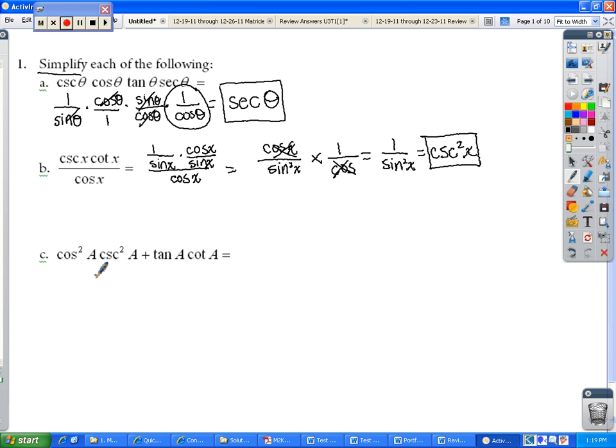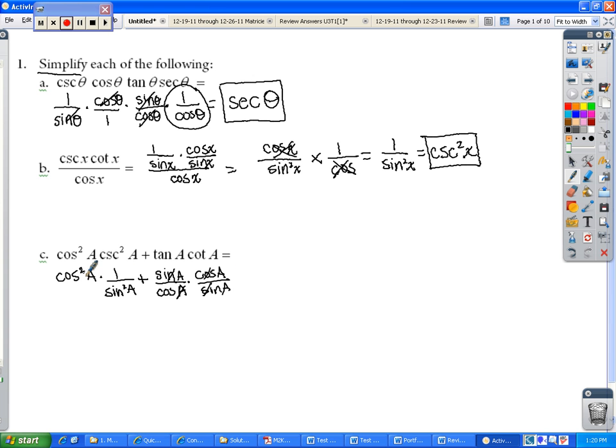For the last one, for letter C, you're going to want to rewrite cosecant squared first. So you're going to have cosine squared a. Cosecant you're going to write as 1 over sine squared a. And then tangent times cotangent is just 1, because tangent you can write as sine over cosine. And cotan you can write as cosine over sine. So really, the sines cross out on the top and bottom, the cosines cross out on the top and bottom. So I'm just left with 1.